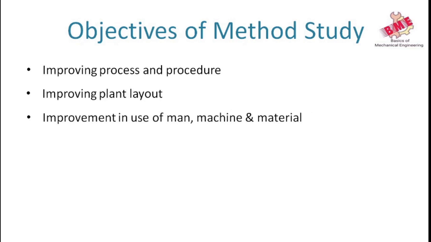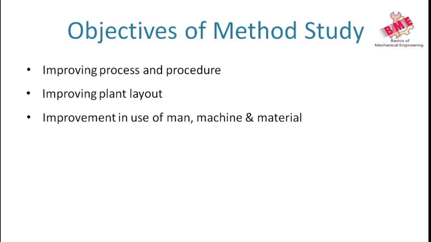Sometimes the man is working in the plant running from here and there because the equipments are placed here and there. To reduce that man running from here and there, we have to give the plant layout properly, and machines are well arranged, and the material is placed at some place from where the man can get it easily.